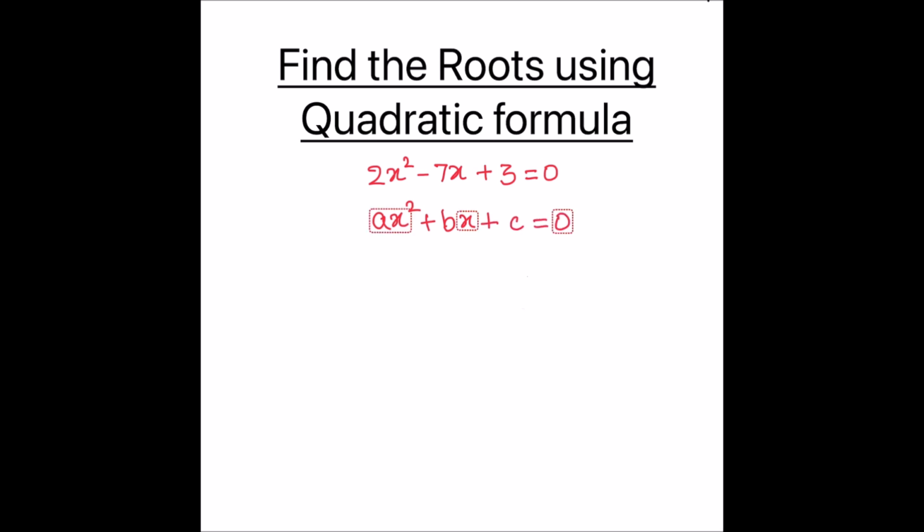So first we'll find a, b, c in our formula. If we compare the two equations, a is 2, b will be -7 and c here is the constant 3.